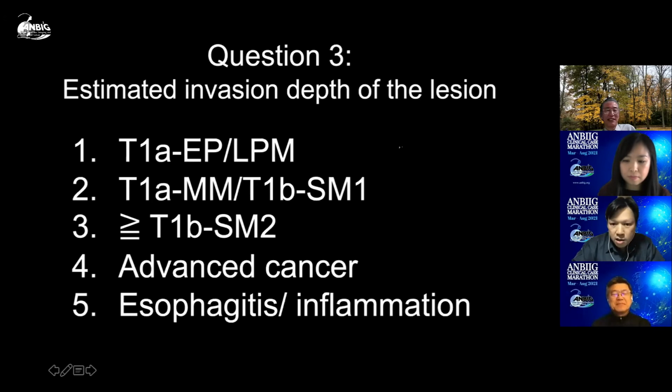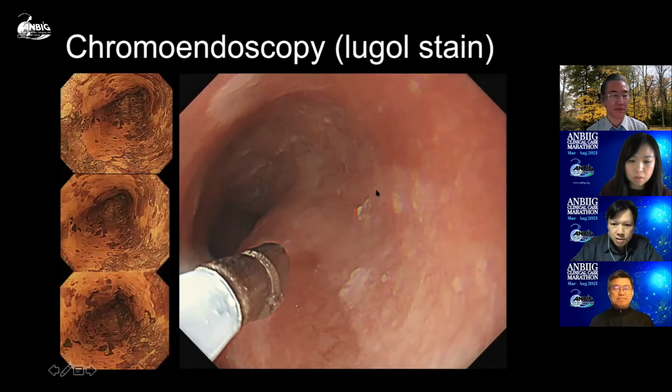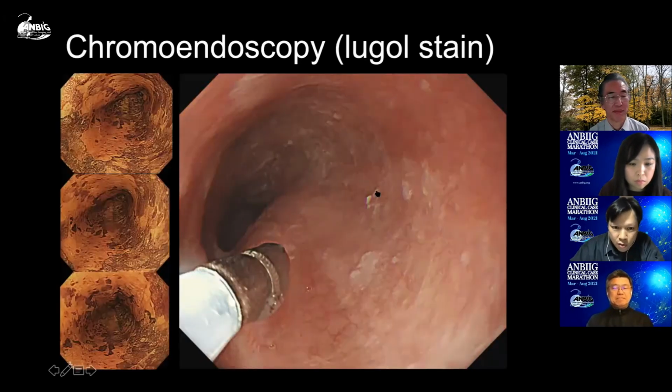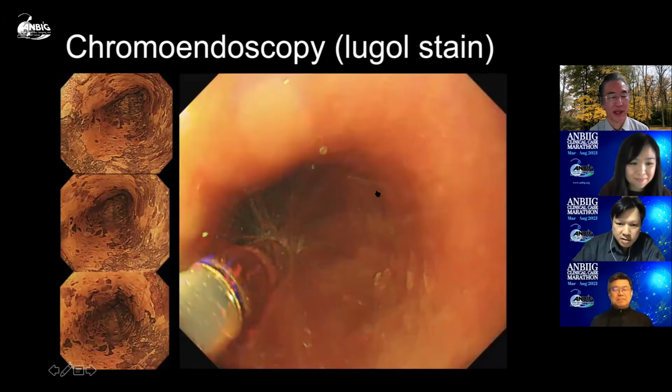According to the IPCL, if it belongs to IPCL type B1, then the estimated invasion depth should be T1a, EP to LPM. If the lesion has IPCL type B2, then the estimated invasion depth will be M3 to SM1. I will let you know the answer later.